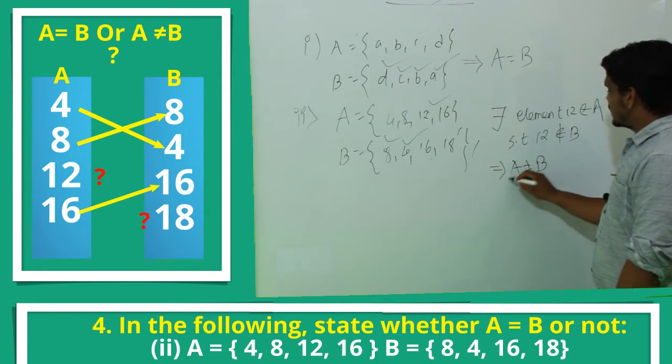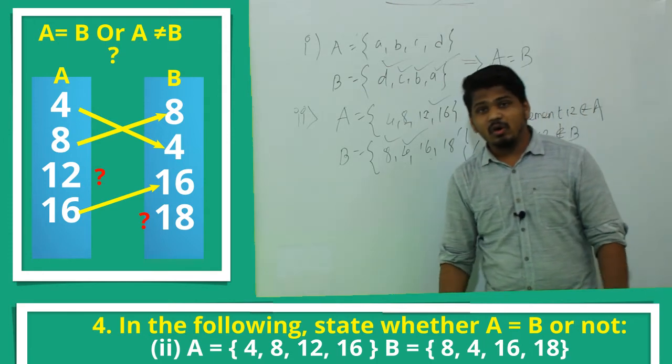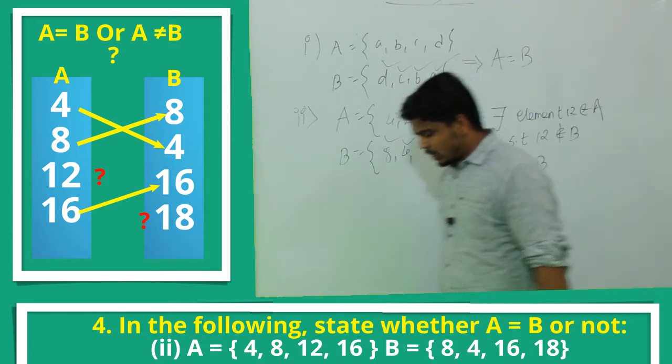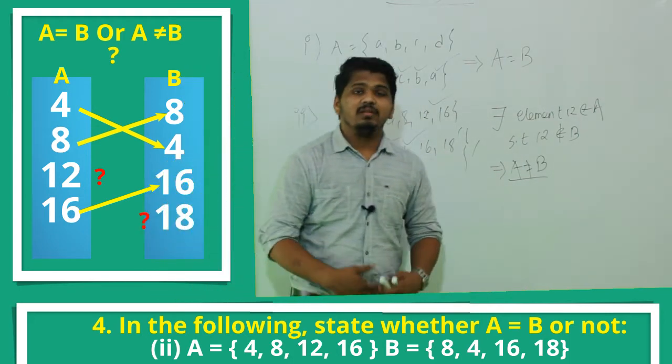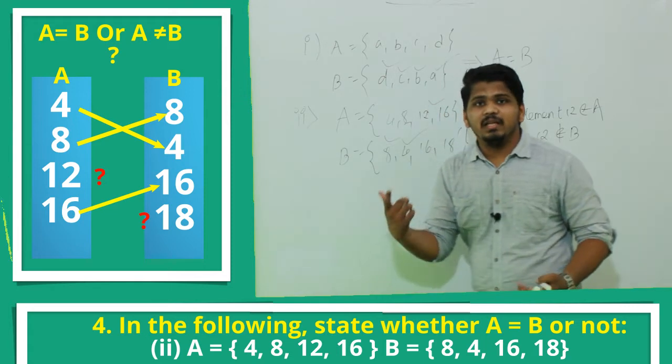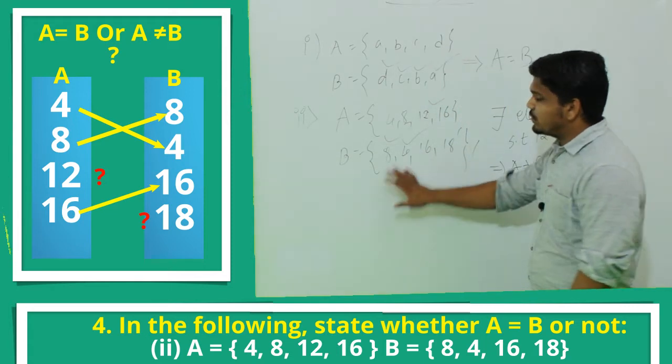It is enough to check at least one element for not equal sets. For equality, you need to check all elements. The definition itself says whether exactly the same elements are there in A and B or not. It means you have to check for all.